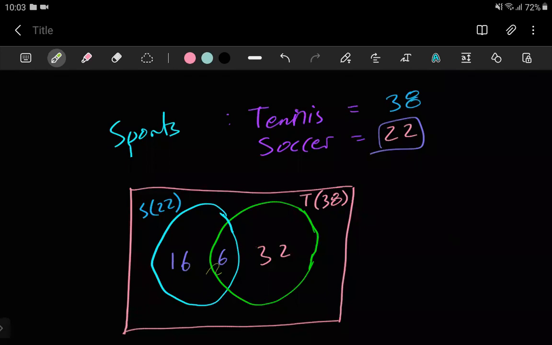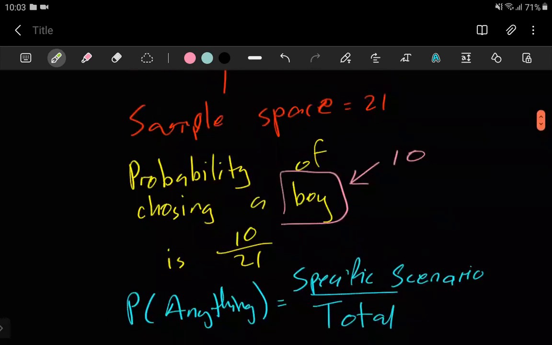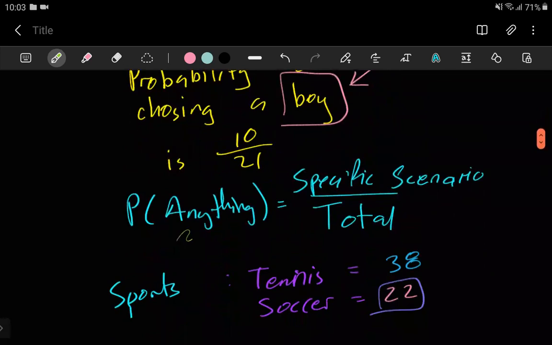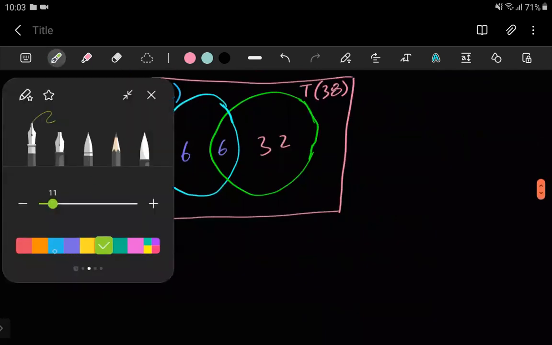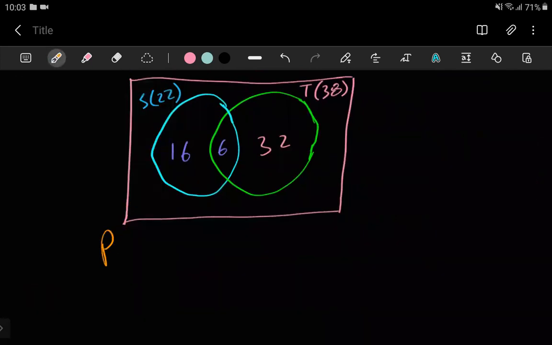So the 16 and the 6 people here make up a total of 22, as we know it should. And then the 32 here and the 6 here make up a total of 38, because those are people that play tennis. So when we're thinking of this definition of probability, the probability of anything is going to be equal to a specific scenario over the total. So let's say here they're asking for something like the probability.